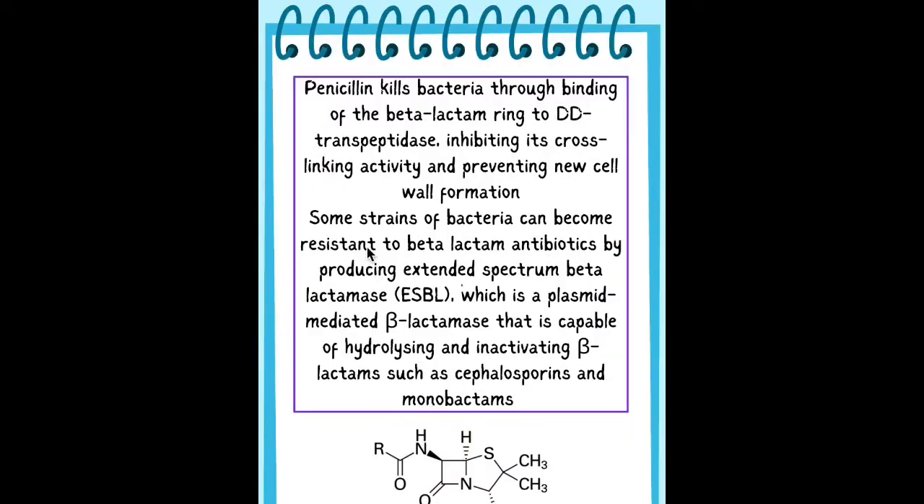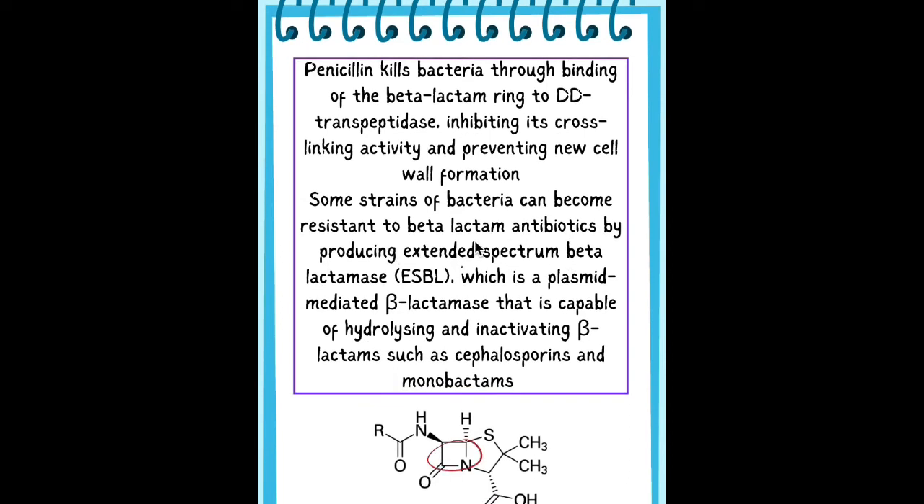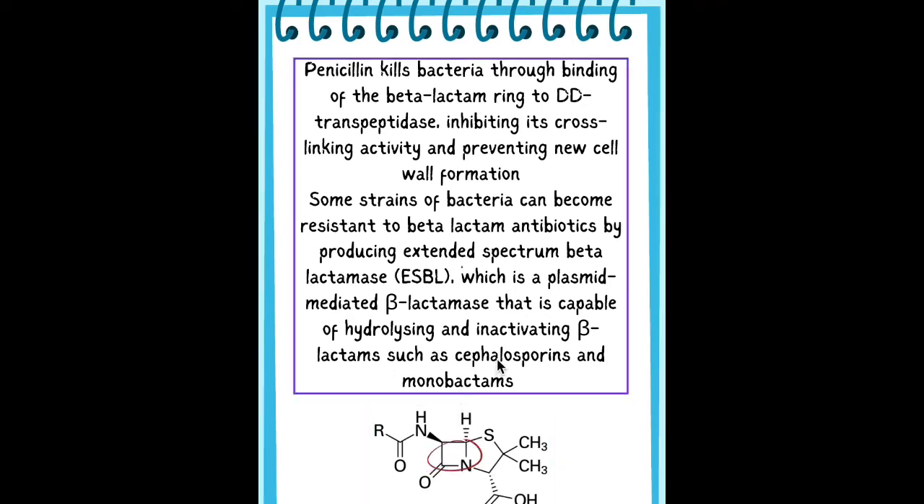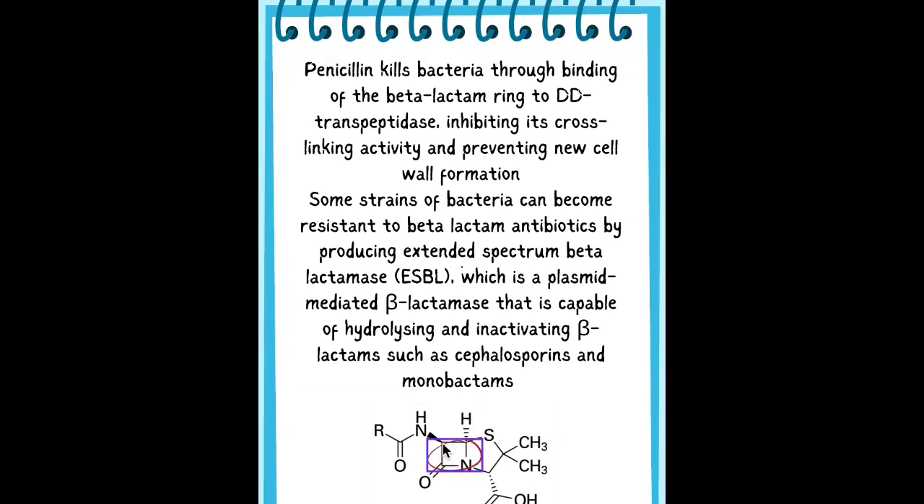cell wall formation. Some strains of bacteria will become resistant to beta-lactam antibiotics by producing what is called ESBL, which is extended spectrum beta-lactamase. It is a plasmid-mediated beta-lactamase that is capable of hydrolyzing beta-lactams. Beta-lactams is any antibiotic that contains this beta-lactam ring. It includes penicillins, cephalosporins, and monobactams. And by inactivating this beta-lactam ring, this whole antibiotic does not work anymore.